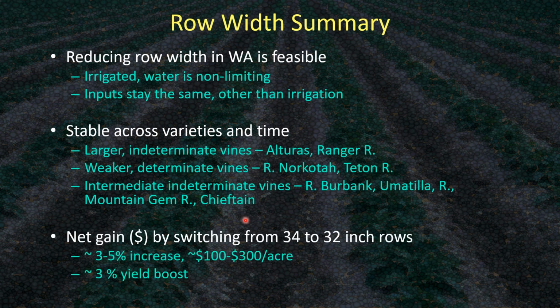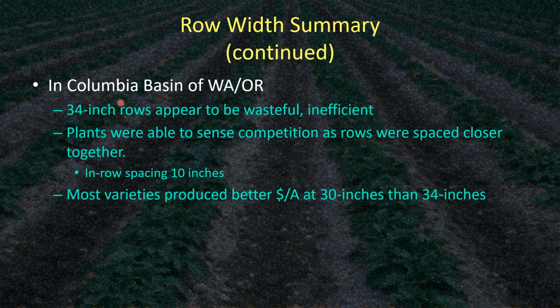So we saw a net gain of about 3 to 5%, or $100 to $300 per acre conservatively, and about a 3% yield boost by switching from 34 to 32-inch rows. So in the Columbia Basin of Washington and Oregon, 34-inch rows appear to be wasteful and inefficient compared to 32 or 30-inch rows. Plants were able to sense competition as rows were spaced closer together, and they adjusted by plant or tuber number per plant. This was at an in-row spacing of 10 inches.